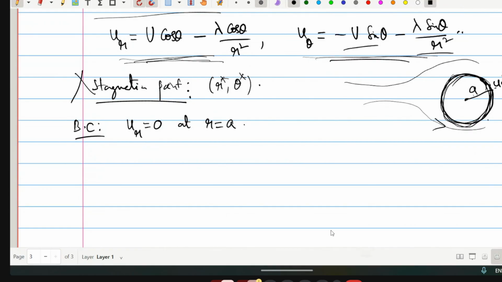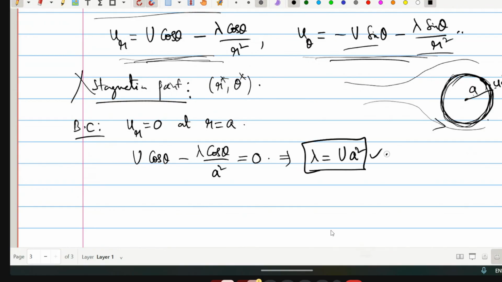If you want that to be satisfied, what is the meaning of this? U cos theta minus lambda cos theta divided by a square equal to 0. What is the meaning of this? Cos theta cannot be 0, because that has to hold for every theta. So that means lambda should be equal to u times a square. Your doublet strength should be this uniform flow times a square. Then only you will have that.